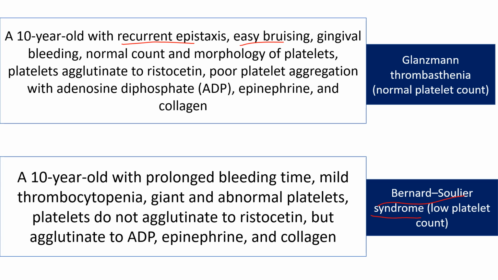In Glanzmann, the platelets have normal number, normal count, normal shape. And because the platelets are normal, remember they are able to agglutinate to ristocetin. In Bernard-Soulier, the platelet number is low and the shape is abnormal. They are giant and abnormal platelets, and platelets do not agglutinate to ristocetin. So Glanzmann, again, normal platelets, platelets agglutinate to ristocetin. Bernard-Soulier, platelets are abnormal and do not agglutinate to ristocetin.